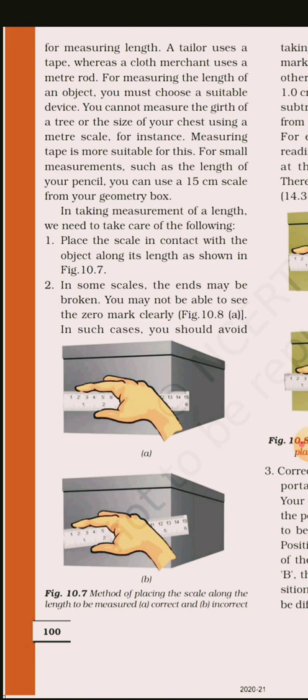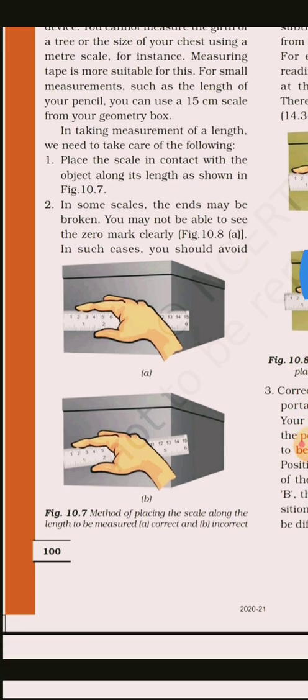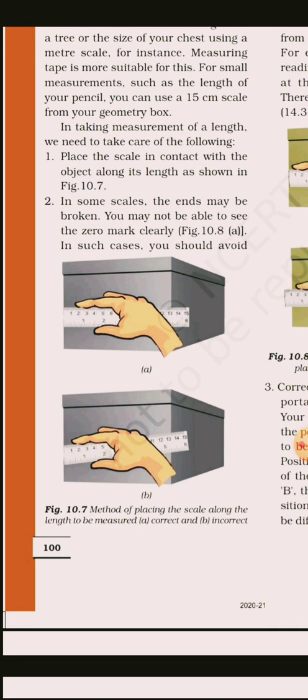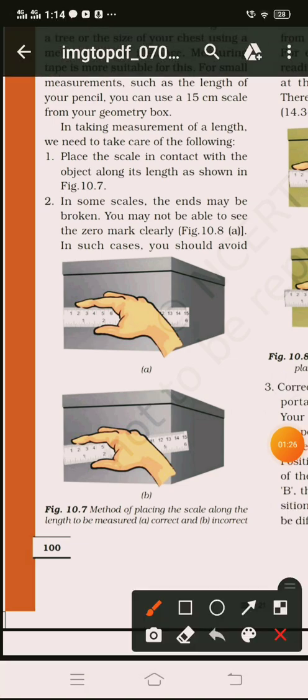Place the scale in contact with the object along its length as shown in figure 10.7. जैसे फिगर 10.7 के अंदर आपको क्या दे रखा है कि ये जो फॉर्म है वो कैसी है, करेक्ट, और ये रॉन्ग है. रॉन्ग क्यों है? क्योंकि ये इसको तिरछा रखा है, तो ये जो इसकी मेजरमेंट आएगी वो ये 13 से ज़्यादा आएगी और इसकी एग्जैक्ट 13 आएगी, इसलिए ये कैसा हो गया, राइट.